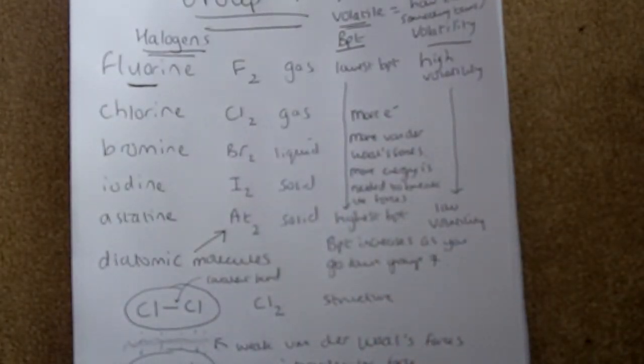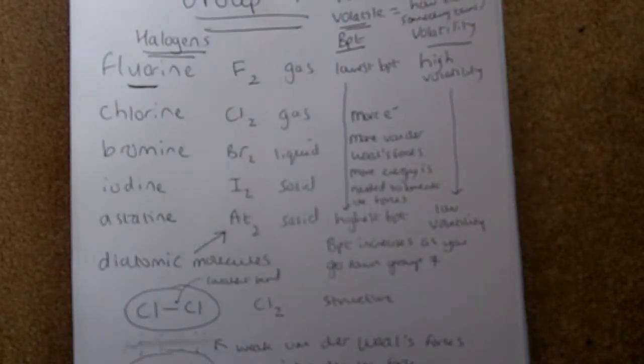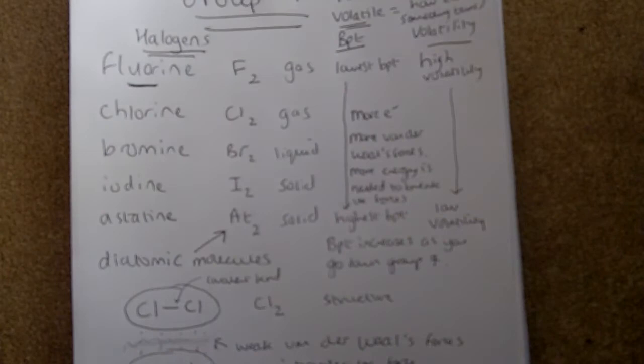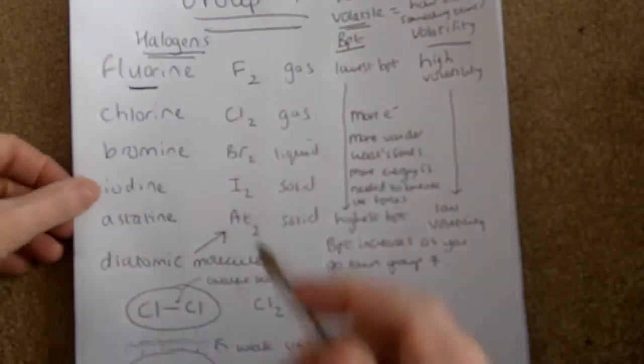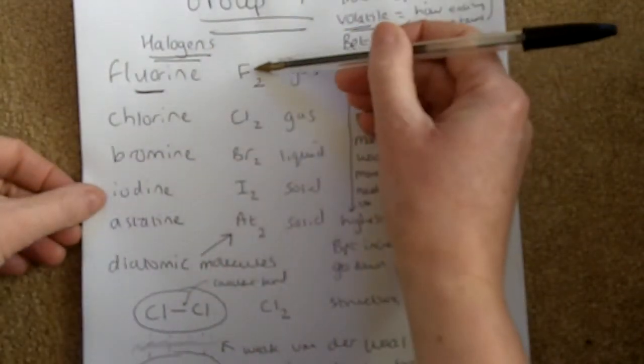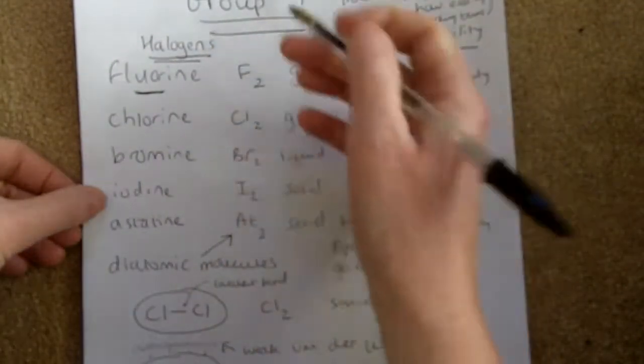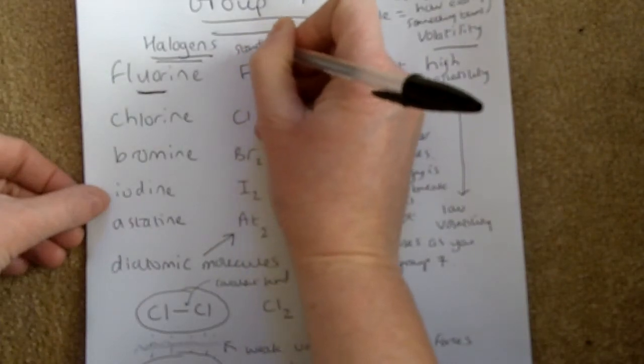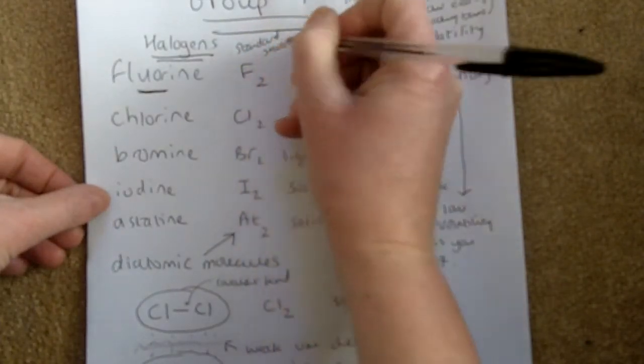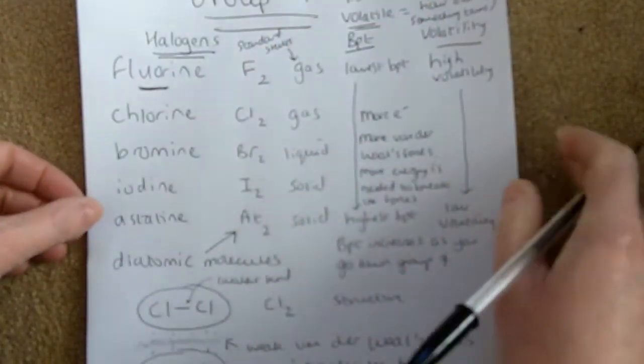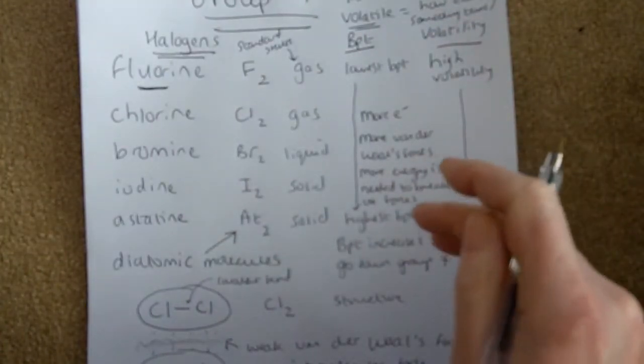Because if something turns into a gas easily, then that must mean it's got very weak intermolecular forces between the molecules. Okay? Right, what else do we need to just start us off with group 7? This is just a start into group 7. So if these are called halogens, and these are the elements in their standard states, okay, what if you form an ion?